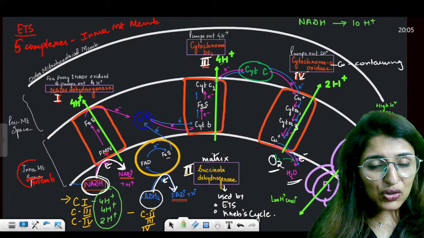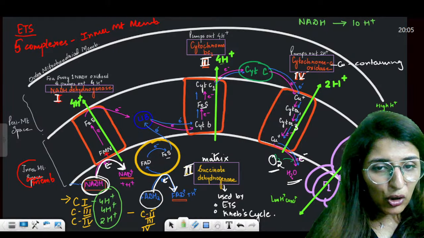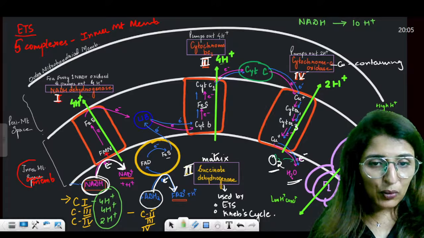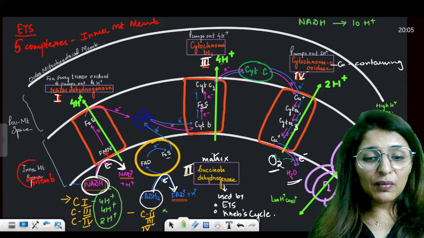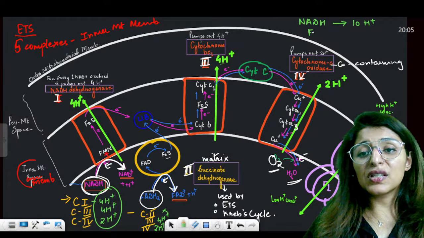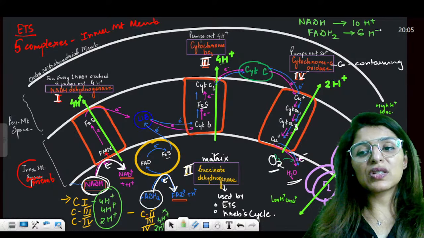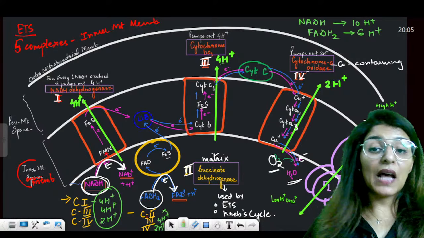Now similarly, let's note it for FADH2. When FADH2 is being oxidized, complex 2 was participating, but complex 2 does not transport any protons. So nothing here. While for complex 3, we know 4 H positive ions, and complex 4 will transport 2 H positive ions. So for oxidation of one FADH2 molecule, 6 H positive ions are pumped out.